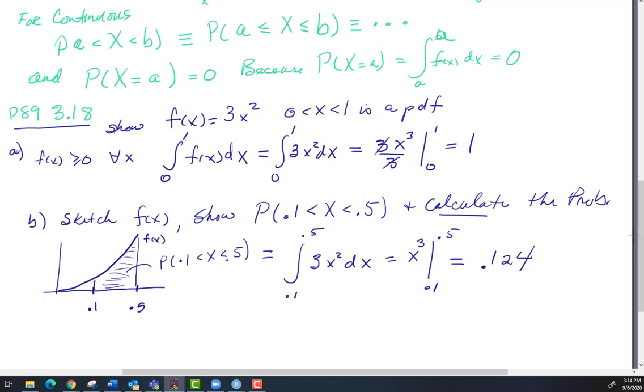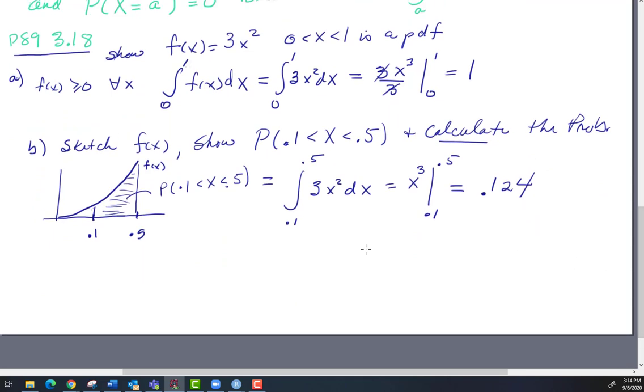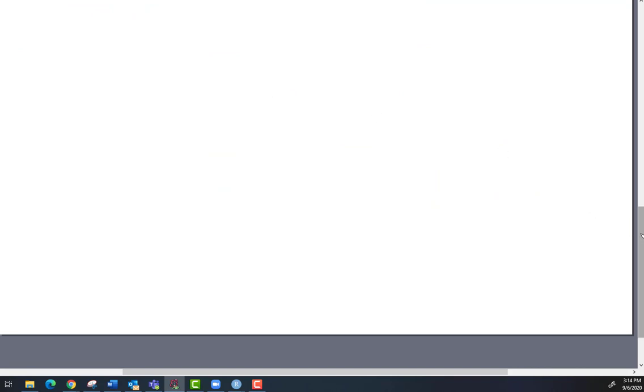Let's do another problem. Oh, we need new paper. I'm just going to take a chance that we're not going to need anything that I've written so far, and I'm going to clear this and go back to the top. That is the top.